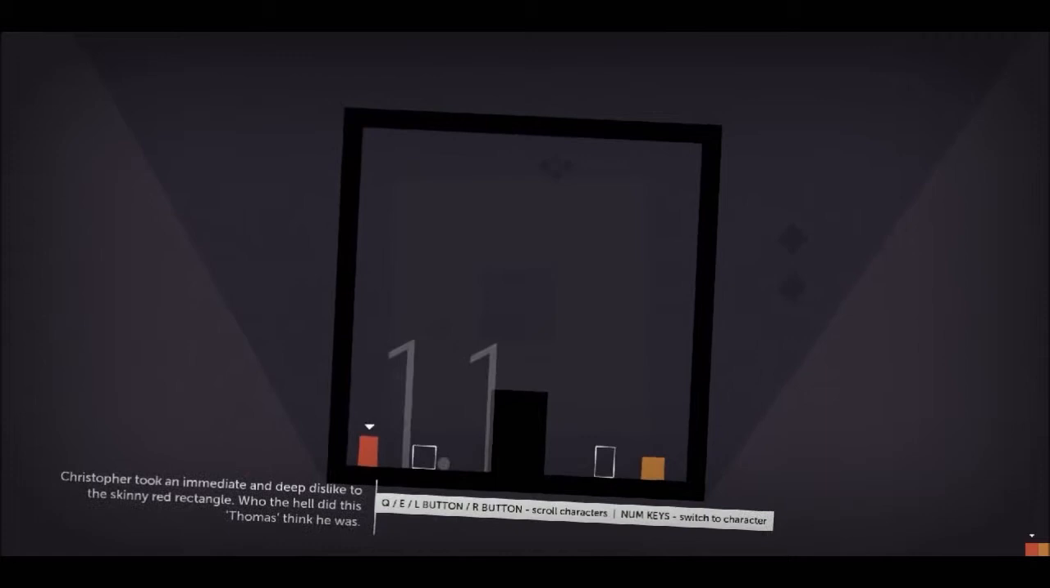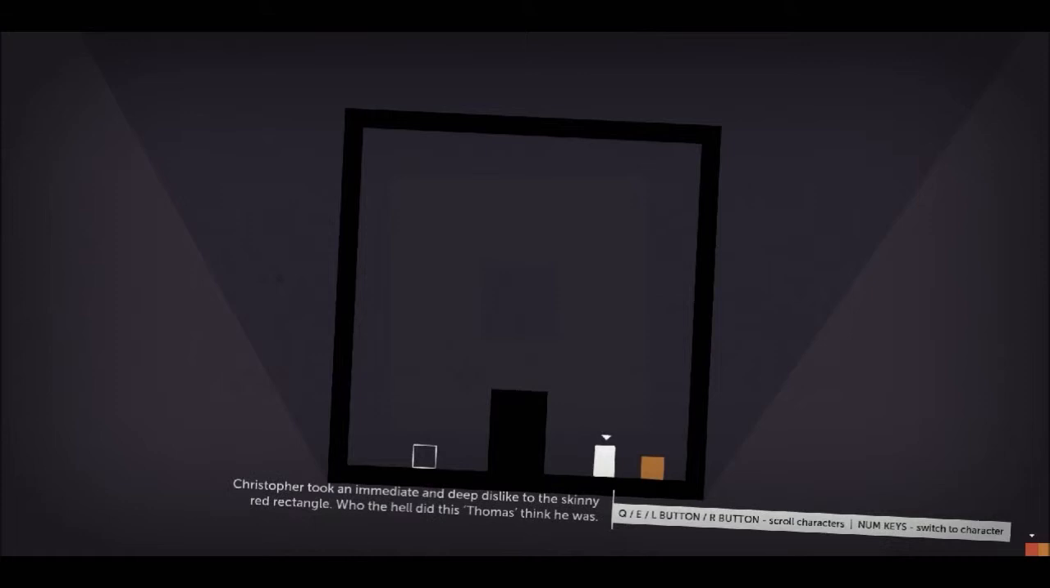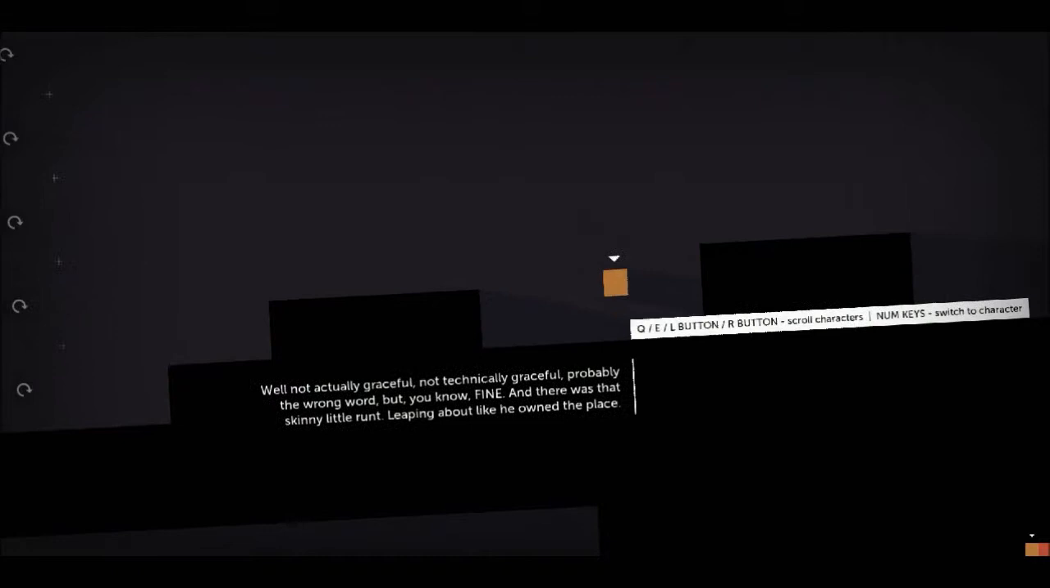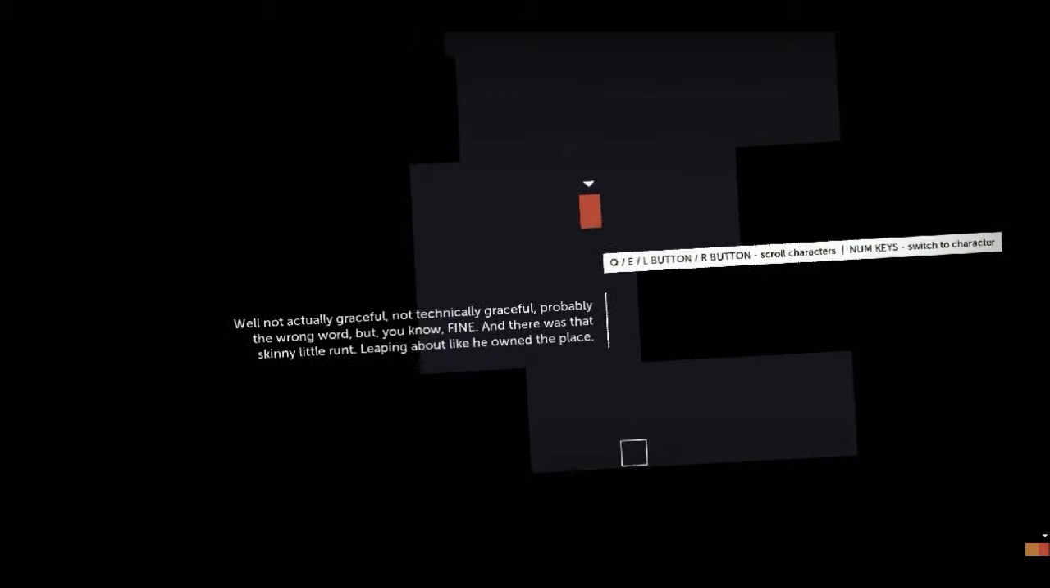Chris took an immediate and deep dislike to the skinny red rectangle. Who the hell did this Thomas think he was? Chris had been doing fine. He wasn't the highest jumper, but he'd held his own. He'd even been graceful at times. Graceful. Wrong word, but you know, fine. There was that skinny little runt leaping about like he owned the place.